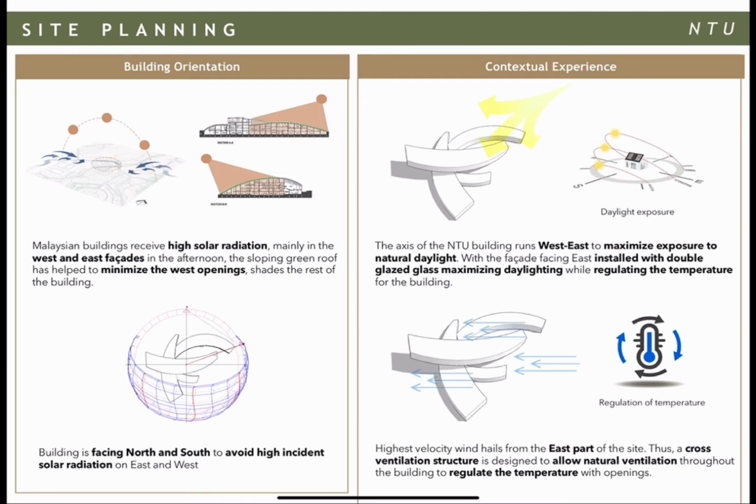With the facade facing east, they installed double glazed glass to maximize daylighting while regulating the temperature of the building. The highest velocity wind comes from the east part of the site. Therefore, a cross-ventilation structure is designed with openings to allow natural ventilation throughout the building to regulate the temperature.